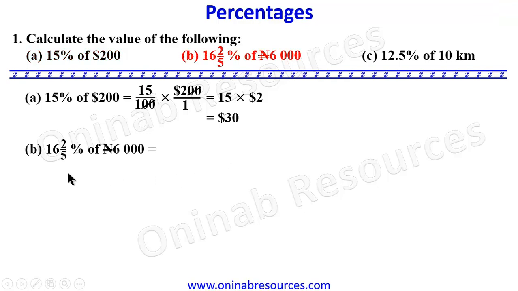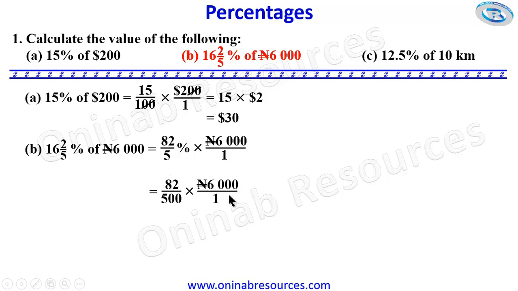So we go to B. We have 16 whole number 2 over 5% of 6,000 naira. We are going to convert this 16 2 over 5 to an improper fraction. That is going to give us 16 times 5, 80. 80 plus 2 gives 82 over 5% times 6,000 naira over 1. 82 over 5% is going to be 82 over 500 since they are going to be multiplied by 1 over 100. So we have it as 82 over 500 times 6,000 naira.